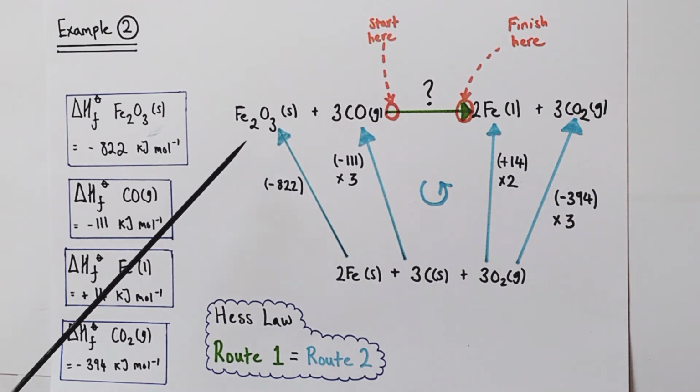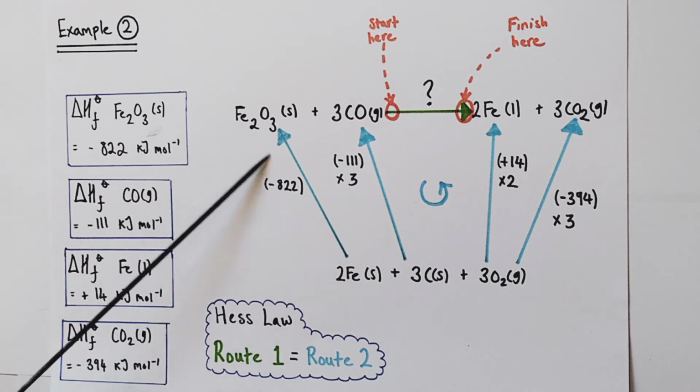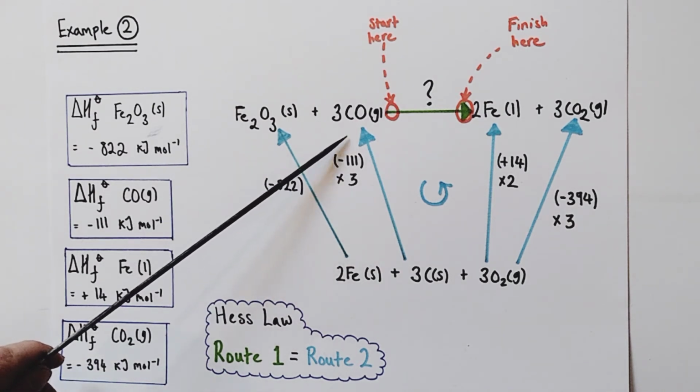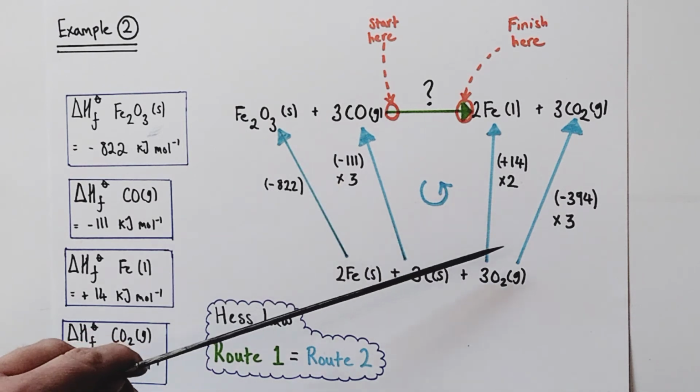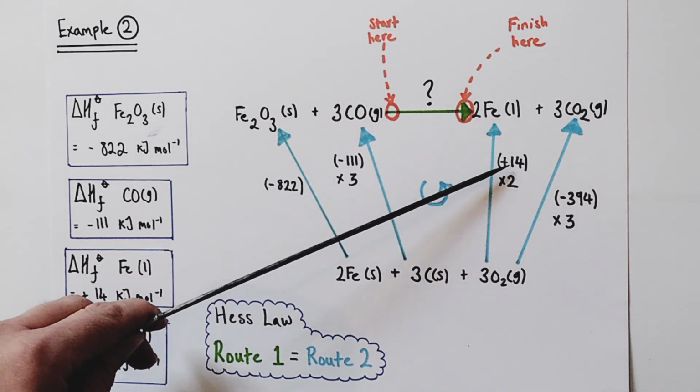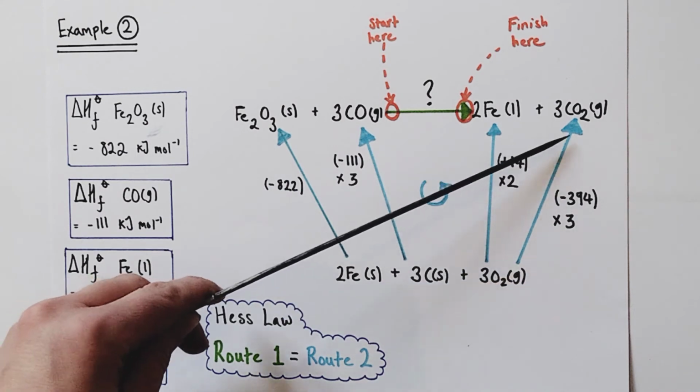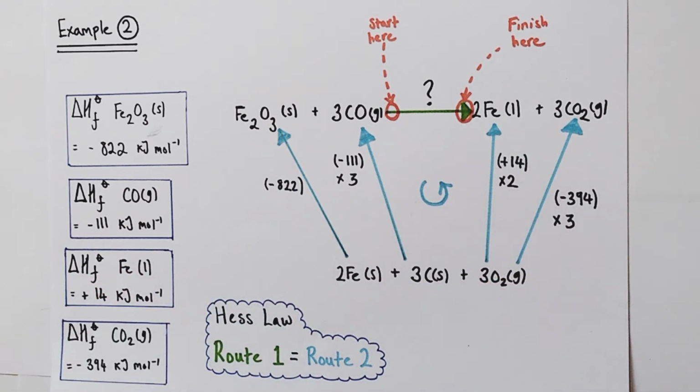So we're going to be going against the direction of this arrow here, doing the opposite of this enthalpy change, going against the direction of this arrow here, doing the opposite of this enthalpy change, which remember is being multiplied by 3, going with this enthalpy change here, which is remember multiplied by 2, and going with this enthalpy change here, which again is multiplied by 3.